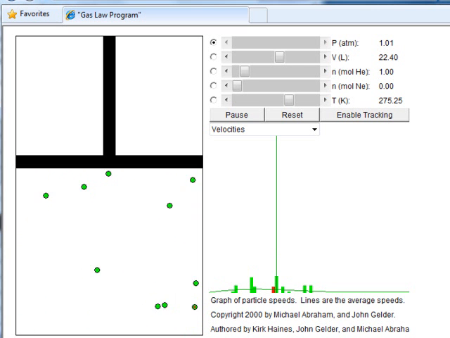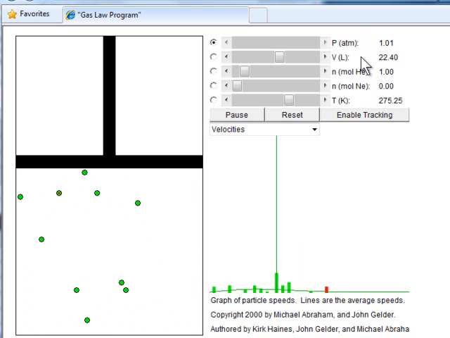So as you can see, all of our particles are not moving at the same speed. Some of them are moving faster, whereas others are moving slower. But what if we want to watch the speed of one individual particle? Now, it's kind of difficult to do in the simulator with all of our particles moving around all the time, but something that makes it a little bit easier is this button right here that says Enable Tracking.